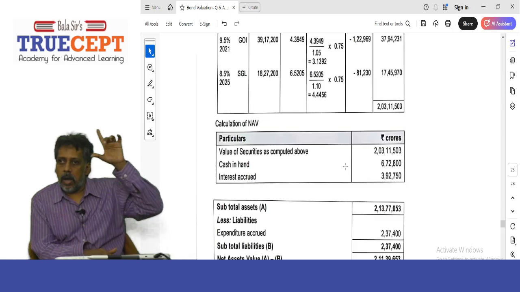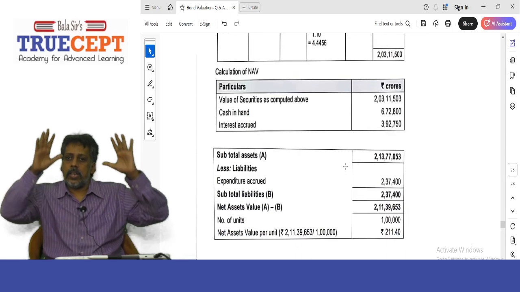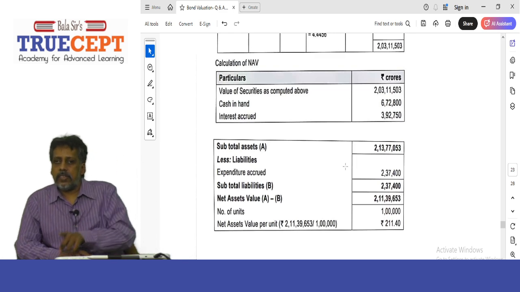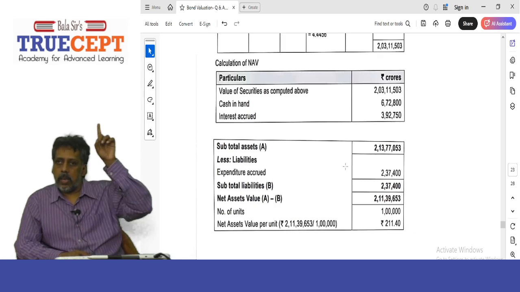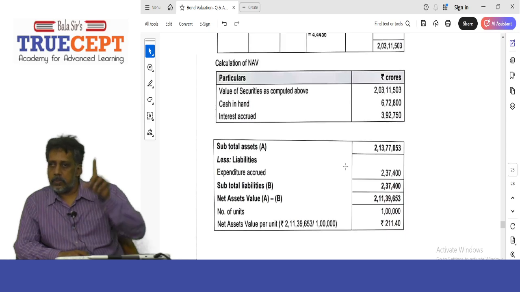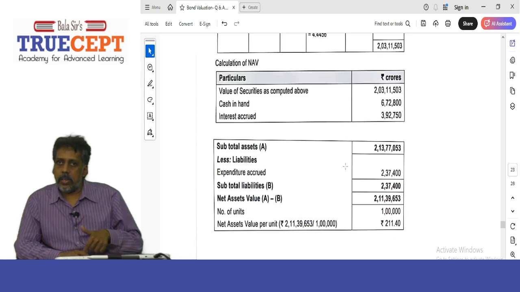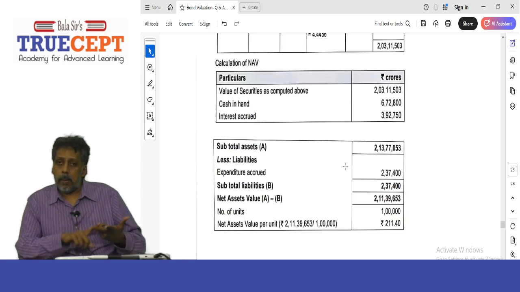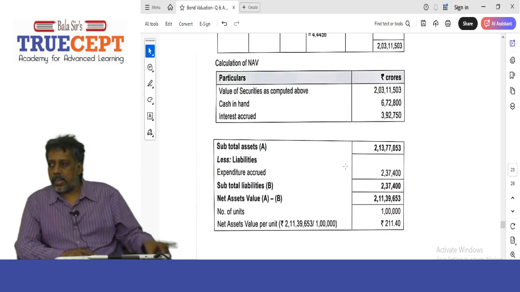Fine. Now let's compute the NAV. We know that, find the total assets of the fund. Take this 2 crore 3,11,500. And then add cash in hand, how much? 6,72,800. Also add interest accrued asset, how much? 3,92,750. And then adding up all the 3, you get the total of assets. 2,13,77,053. And then from this, you got to subtract only one liability, that is accrued expenses.